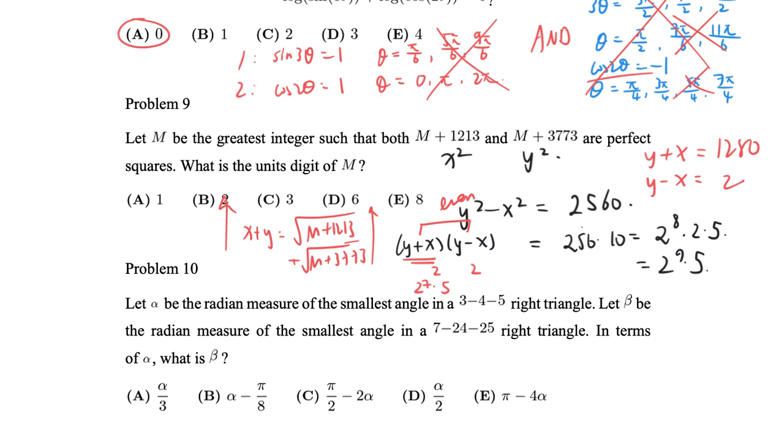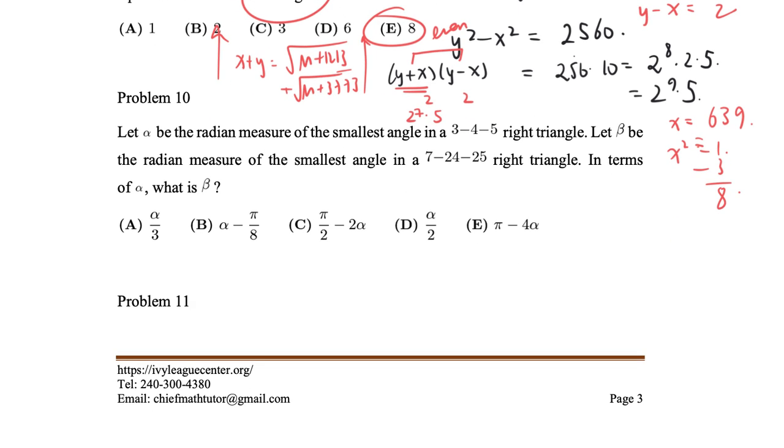For example, here we just find x because x is smaller. So x should be equal to 639. And notice we don't really want to actually calculate what m is. We notice that m is equal to x squared minus 1213, and we only care about the units digit. So the units digit of x squared is 1, and the units digit of this then is this minus 3, which gives a units digit of 8. So this is 8. You would be wasting a lot of time by calculating them.